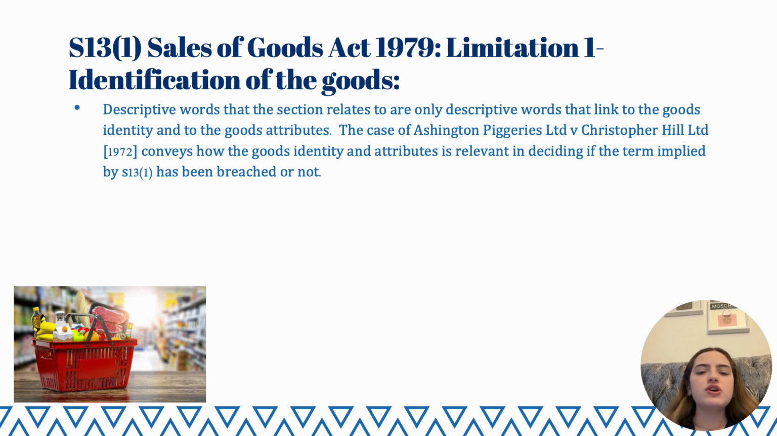In this case, a mink breeder contracted to purchase from Ashington a consignment of food to feed its mink. Ashington added a preservative to the food which reacted with it, which would be okay for most animals but not mink. So lots of their mink died as a result. Christopher Hill refused to pay, alleging a huge breach of contract. The breach alleged was section 13(1), 14(2), and 14(3).